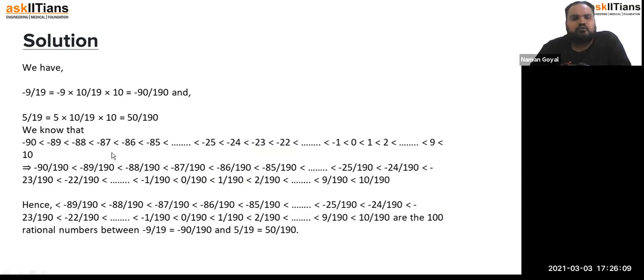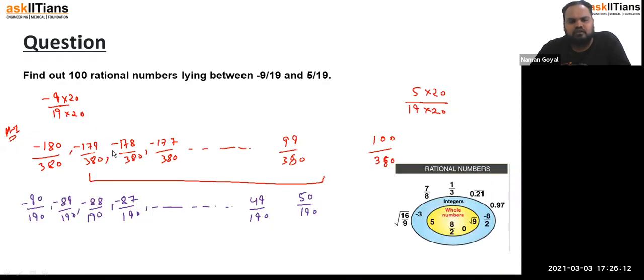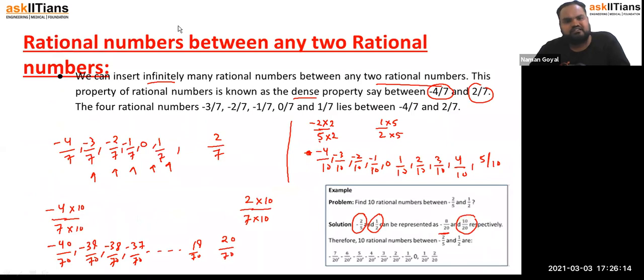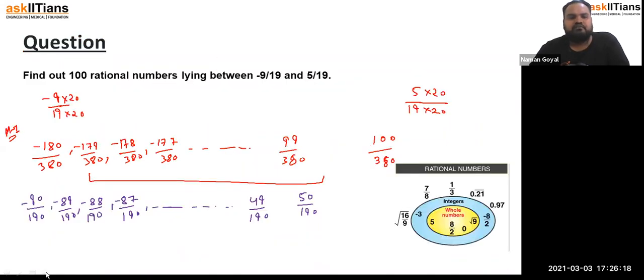Okay, so this is all about how we insert rational numbers between any two rational numbers. First of all, we have to make the denominator same, because if we make the denominator same, it becomes easier to solve, right?